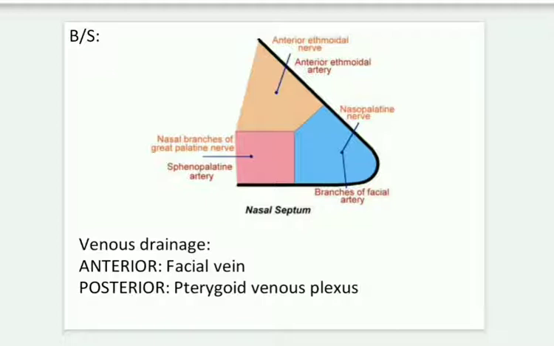And you can see the common site of nose bleeding, that is epistaxis. Medically we call it epistaxis, and it is Little's area. Remember, that is Little's area. And your venous drainage is by the facial vein anteriorly and the sphenopalatine vein posteriorly, that is into the pterygoid venous plexus. Simply you can write pterygoid venous plexus. It is easy to remember.